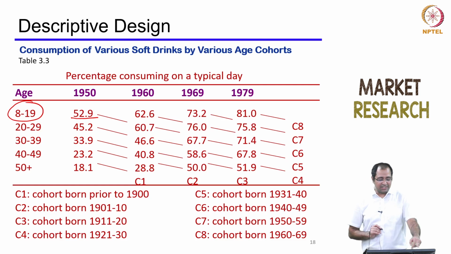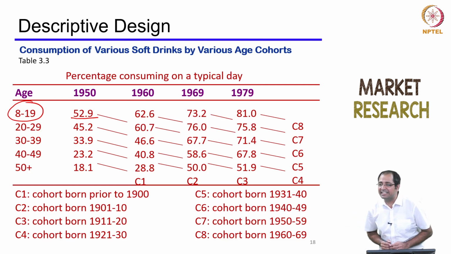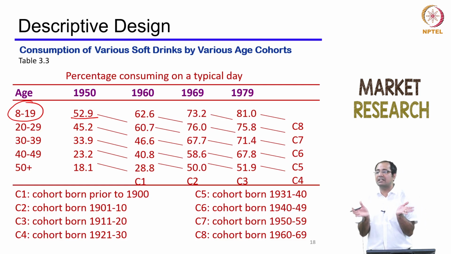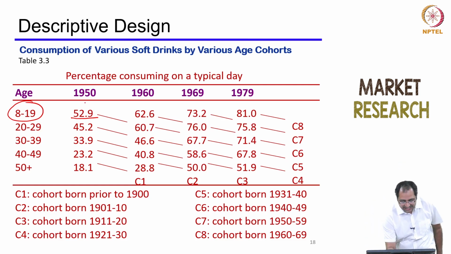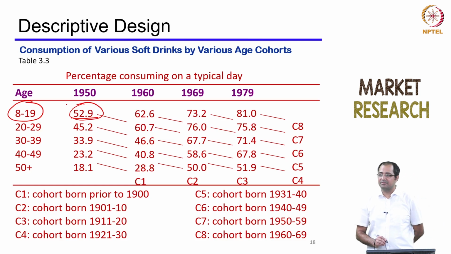So what is a cohort? 8 to 19. What is that event that they shared? They encountered the same event during the same time interval. Why do I say age cohort? Because they were born in that same 10-year interval. They encountered the same event during the similar time interval. That is why age cohort 8 to 19. Their cola consumption in 1950 was 52.9.